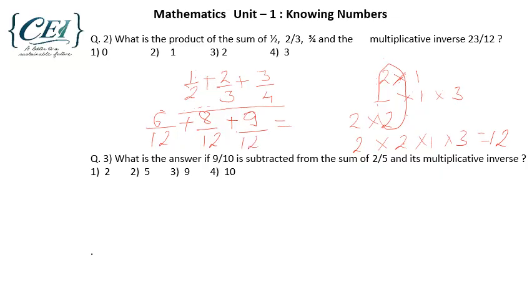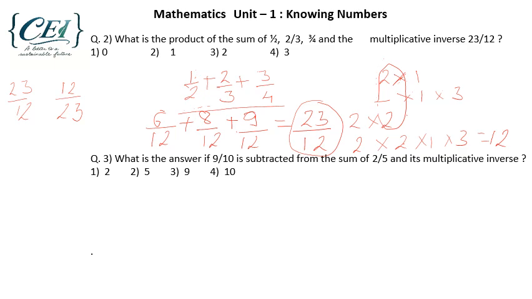So what is the answer? Since the denominator is the same, 12, you add the numerators. 6 plus 8 is 14. 14 plus 9 is 23. This is the sum. And the multiplicative inverse of 23 by 12: inverse means opposite. So the multiplicative inverse is 12 by 23. Correct?